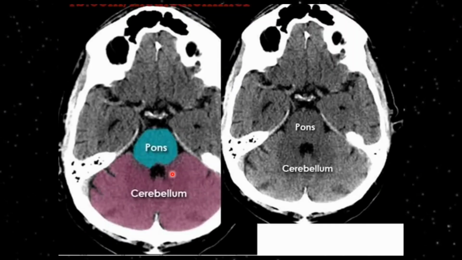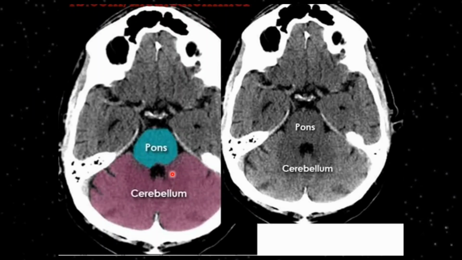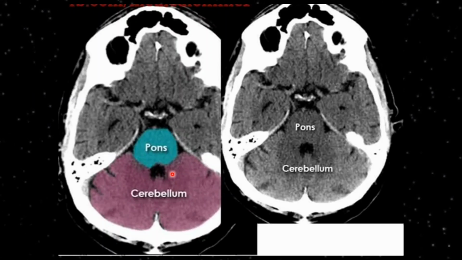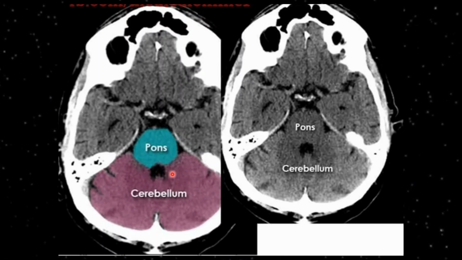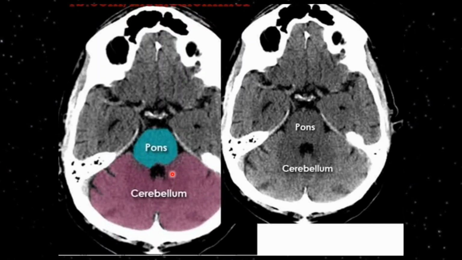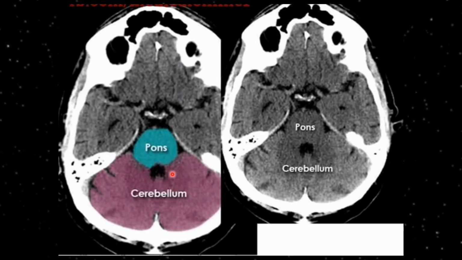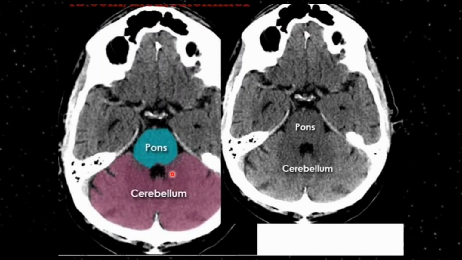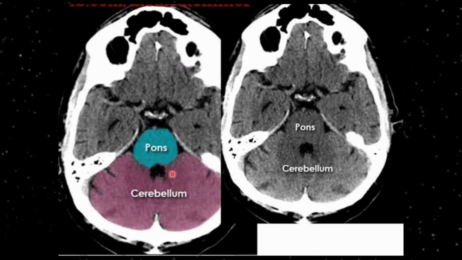Now we are moving slightly higher. Here you can appreciate there is a cerebellum, and then there is the pons. On the top there is the pons, and down there is the cerebellum. In between these both lies the fourth ventricle.